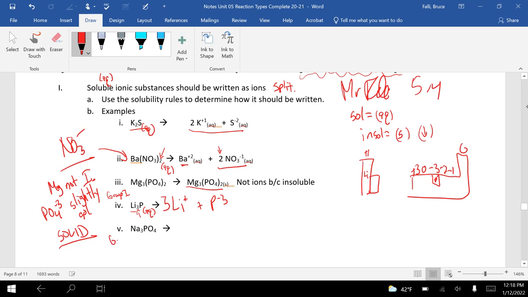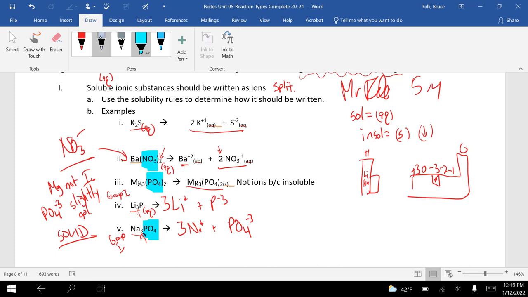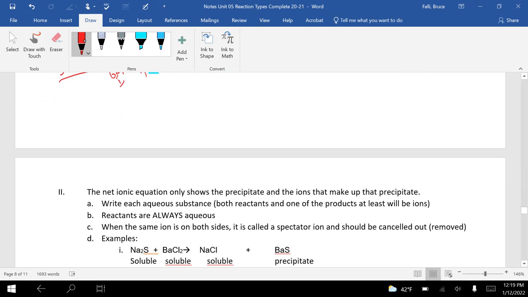Na3PO4. Again, I've got a group 1. There's sodium. Na, my order is probably a little wrong, but that's a group 1, so I've got to write it as ions. Na positive. And I'm so glad I memorized my ion sheet. PO4 negative 3. Notice how I have 3 Nas. So again, look out for the polyatomic ions that we had to memorize. And those chunk together. We're never going to separate those guys out. So if it's aqueous, you write it as ions, right?